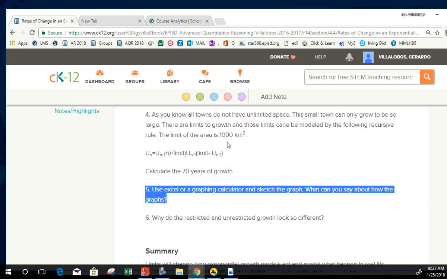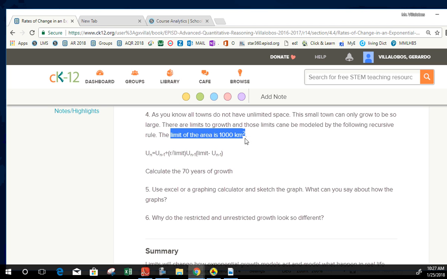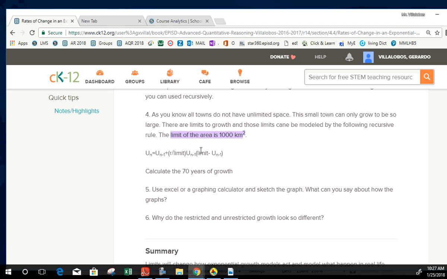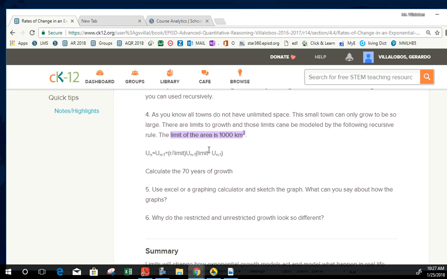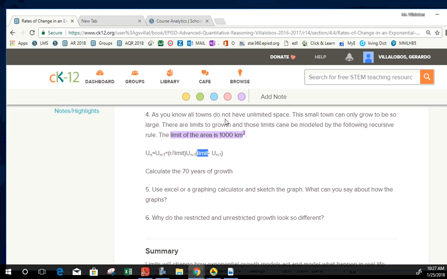The limit of the area is 1,000. So here's the limit, here's 1,000. Put this in purple. Everywhere in the formula where I see limit, I'm going to put that number. See? Limit. Highlight limit.